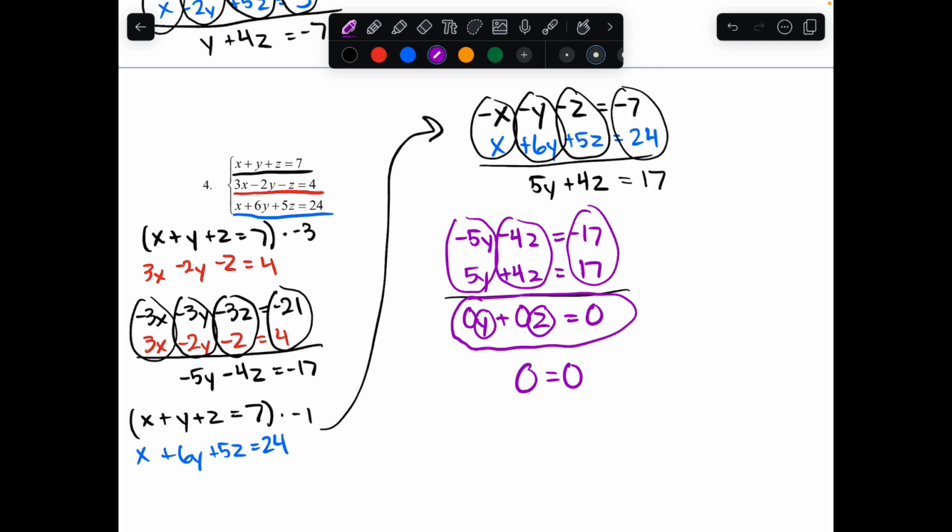There's multiple answers that I can plug in for y and z such that I'm going to get this true statement of 0 equals 0. It turns out there's actually going to be infinitely many ways that I can plug in y and z. So there's actually infinite solutions.